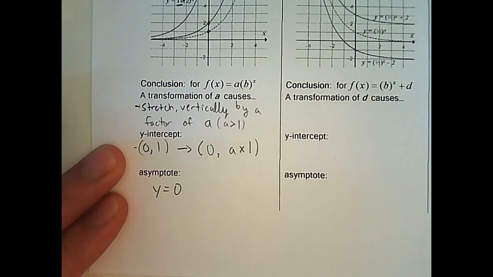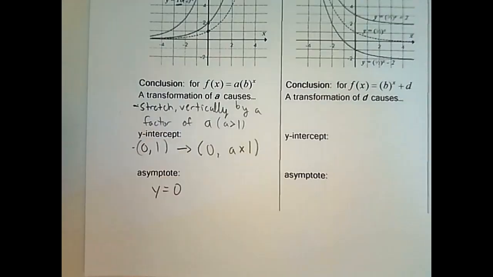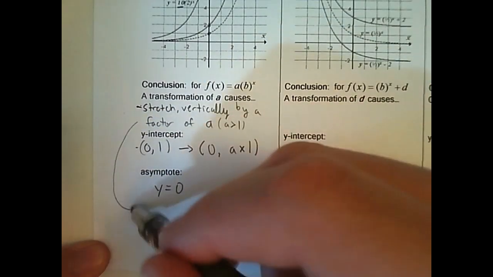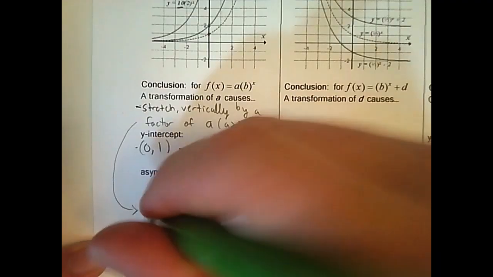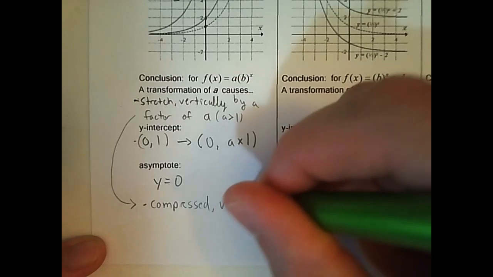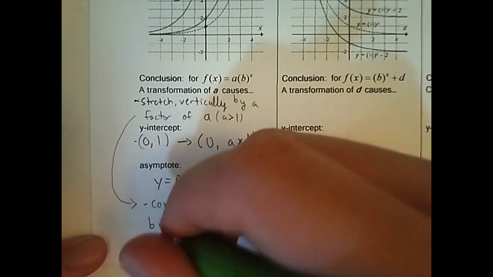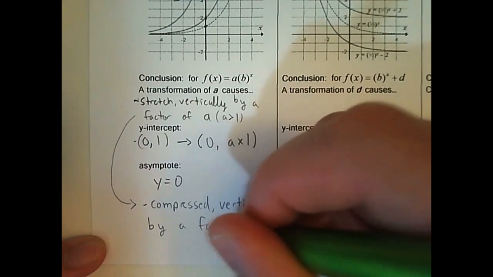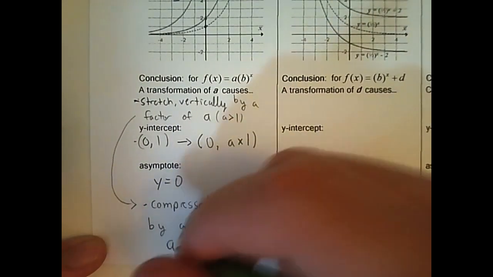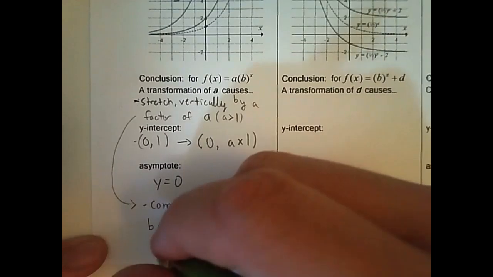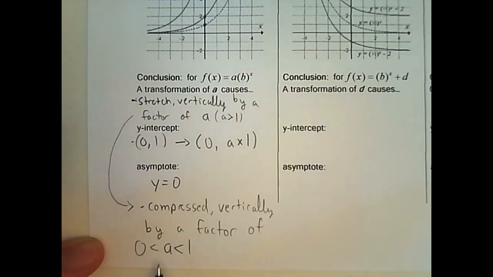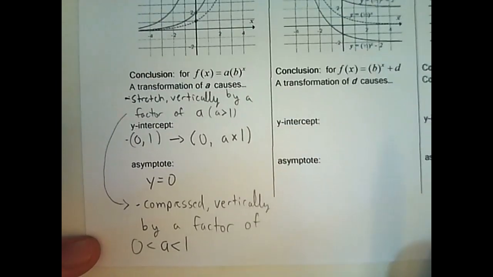So now we're going to look at what happens when we put the d value at the end here and see how that's going to transform our equation. And sorry, just to add here, I forgot the compression part, where this is going to be compressed vertically by a factor of a being less than 1. And this means more like a fraction. If we have a fraction for the a value here, then we're going to have a vertical compression by that factor. Okay, let's look at the d value now.